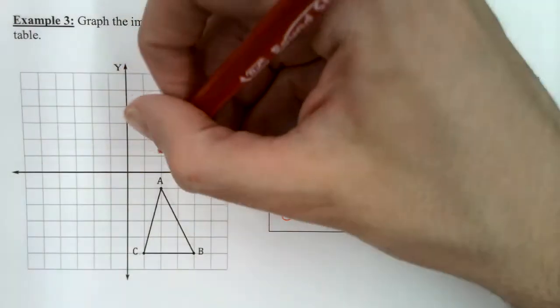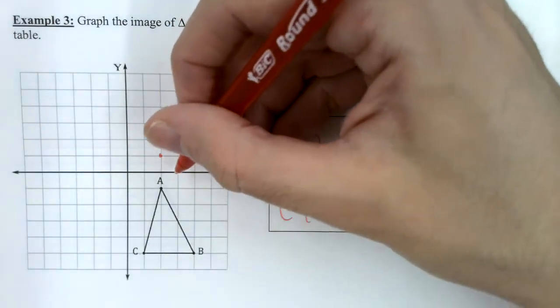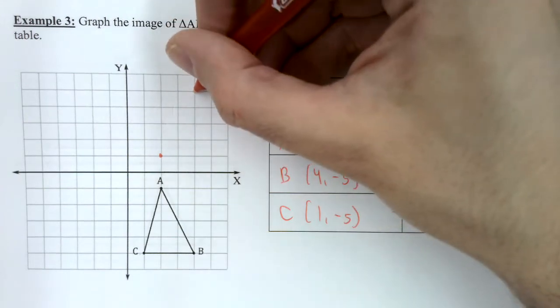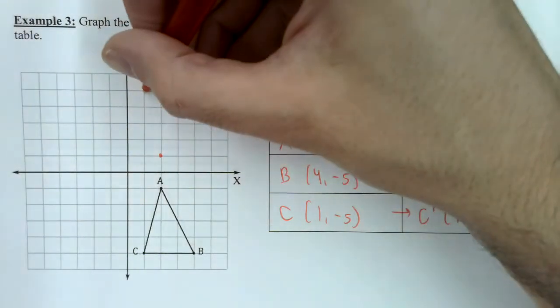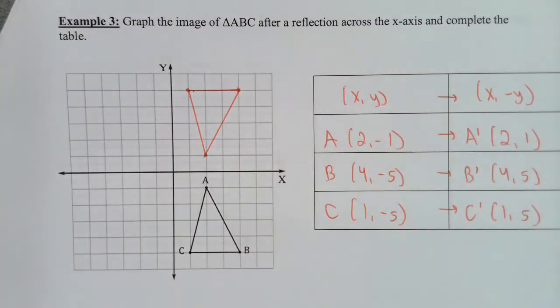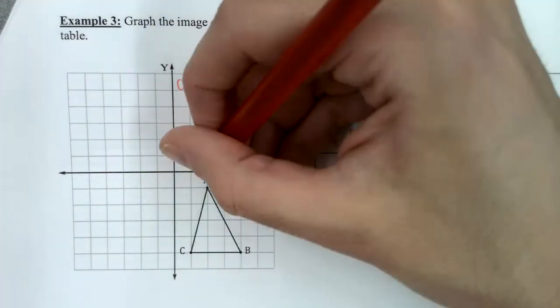And now let's graph it. So 2, 1, 4, 5. And then 1, 5. Connect the vertices and label. And again, these are all rigid motions, so the pre-image and image should all be the same shape and the same size. Okay, so this is C prime up there, this one was B prime, and this one is A prime.